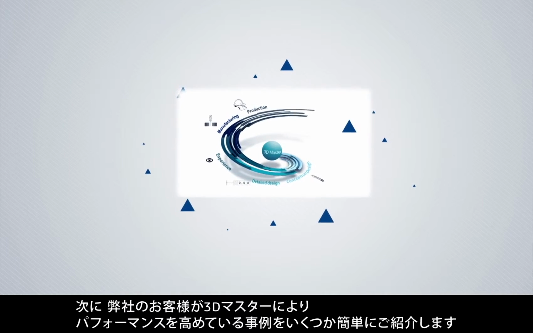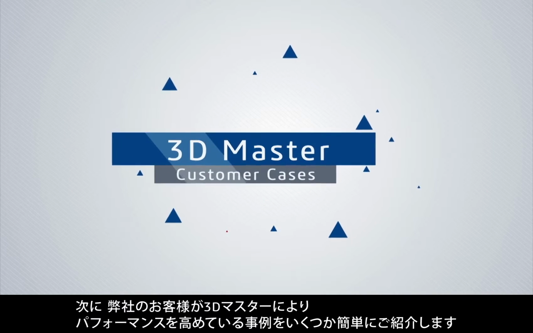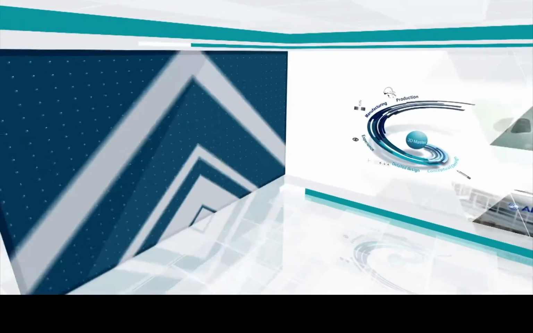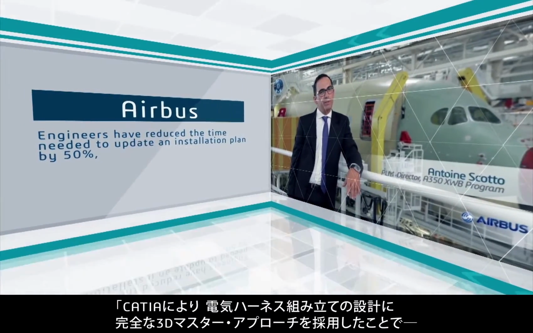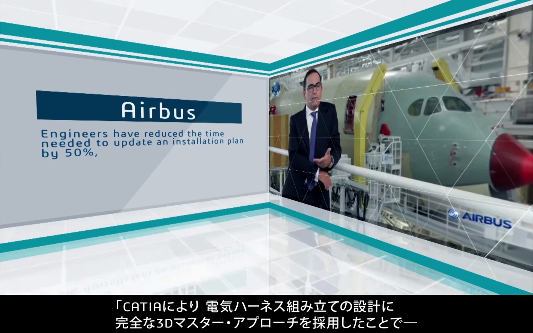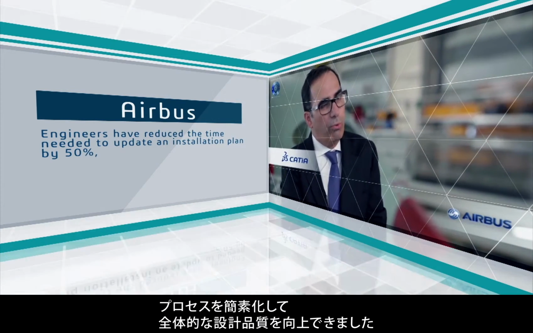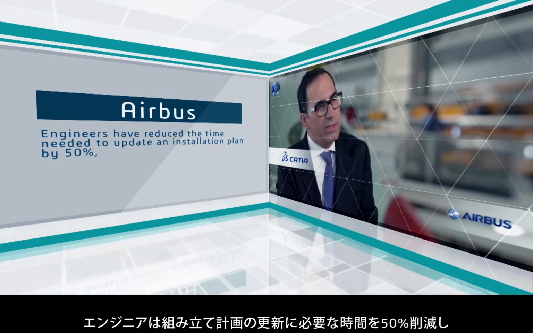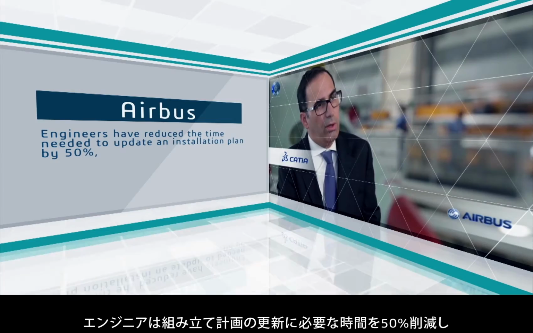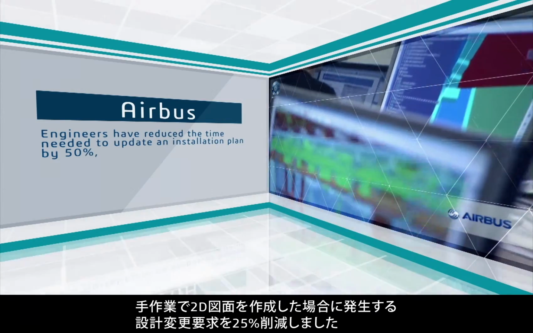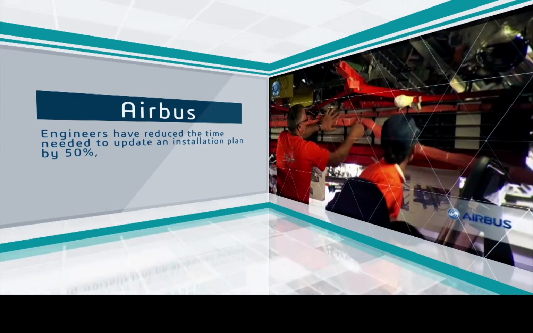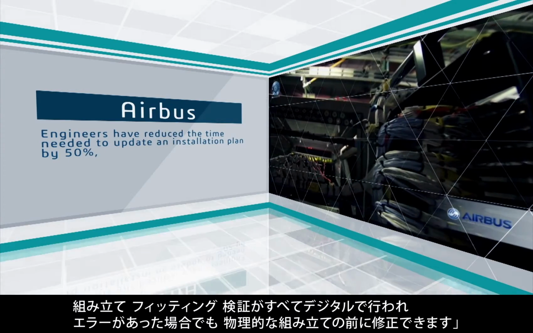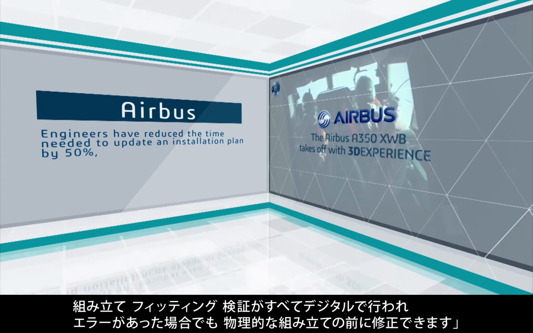So now let's take a brief look at cases where our customers are improving their performance with 3D Master. Antoine Scotto, head of the PLM program for the A350XWB at Airbus, said with Catia, we implemented a full 3D Master approach to design the electrical harness installation, which simplifies the process and overall design quality. He also stated, engineers have reduced the time needed to update the installation plan by 50% and decreased the design change requests generated when creating manual 2D drawings by 25%. Everything was installed, fitted, and verified digitally, and if there were any errors, they were corrected before the physical installation.